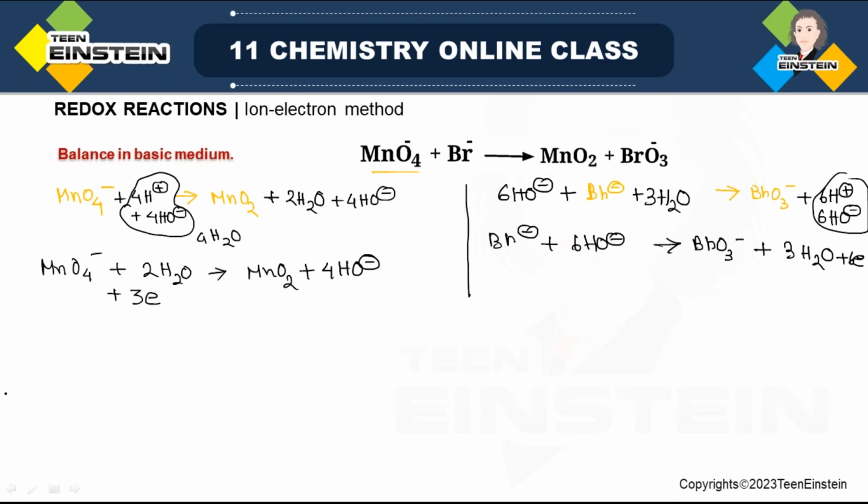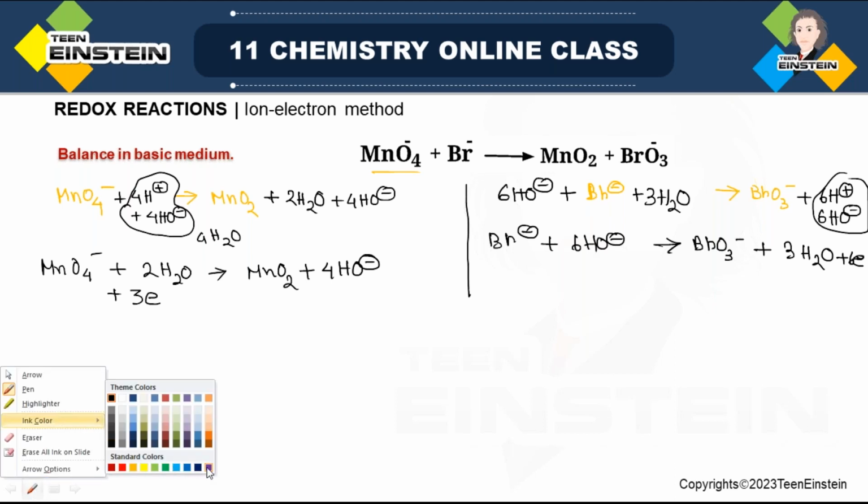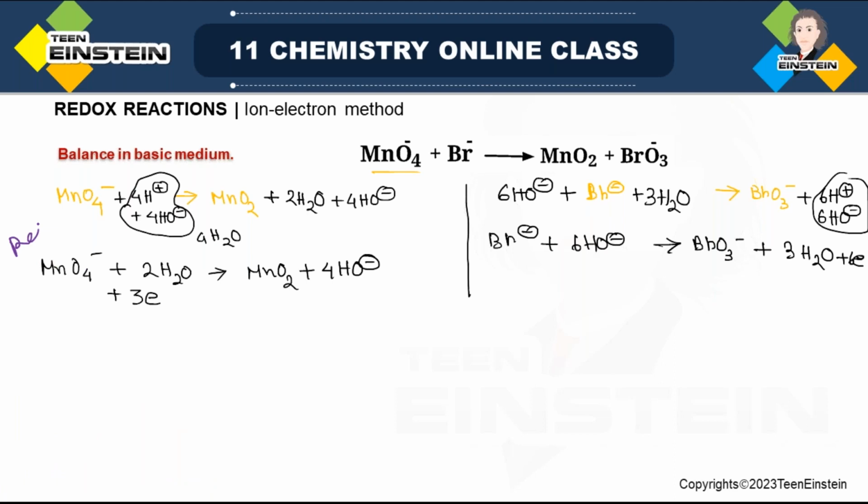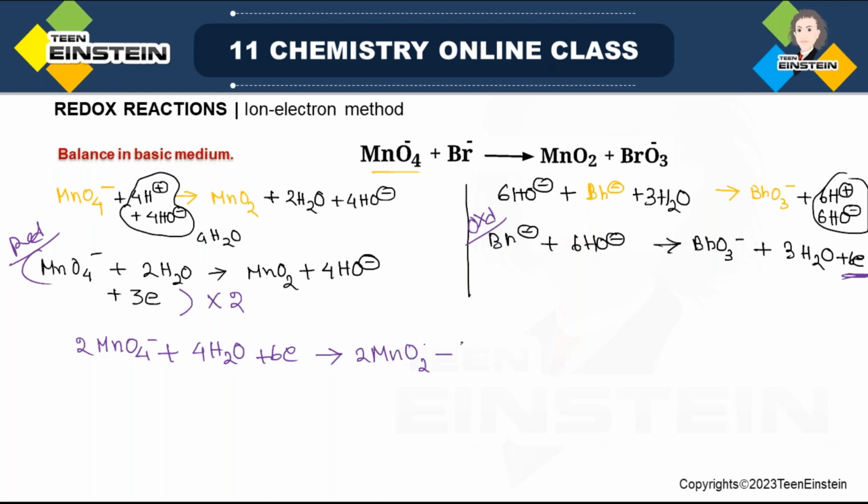Now if you look at these two reactions individually, this is reduction, this is oxidation. Here 3 electrons, so I will multiply this equation with 2 so that the total number of electrons becomes 6. So after multiplying it with 2, it will be 2 MnO4 minus, 4 H2O, then 6 electrons, 2 MnO2, 4 HO minus.